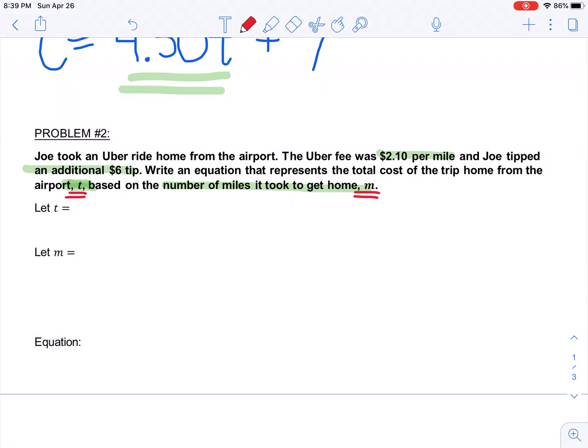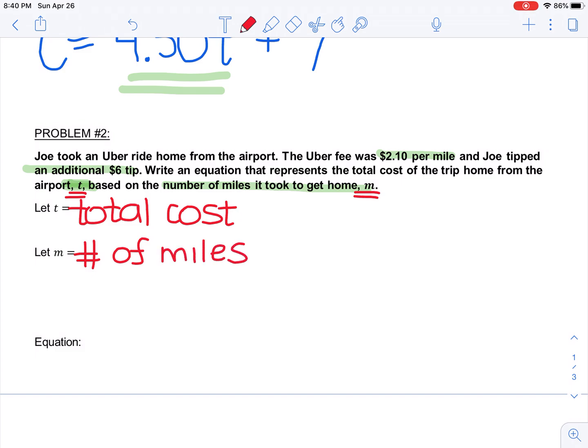They're already defined for us. Again, you'll never have to come up with what they represent. The word problem will always give it to you. So I know T represents the total cost of the trip home, and I'm just going to write out total cost. And then M, what does M represent? M represents the number of miles it takes to go from the airport to Joe's house. Okay. I know that when you tip somebody, that's basically a one-time thing. You're just going to add on, and there's the keyword additional. You're going to add on an additional $6 tip.